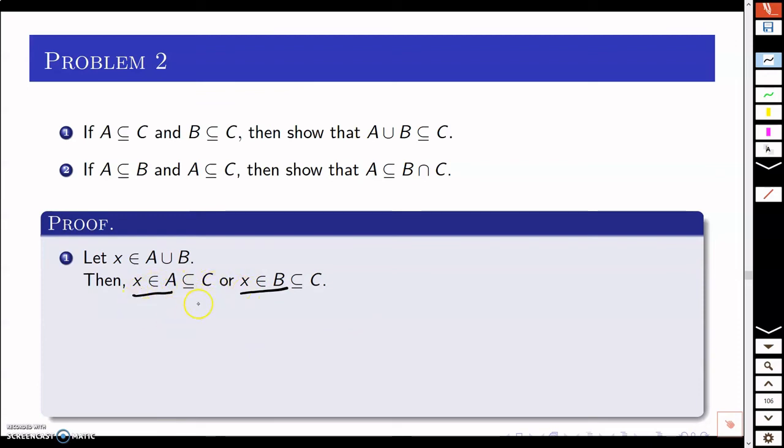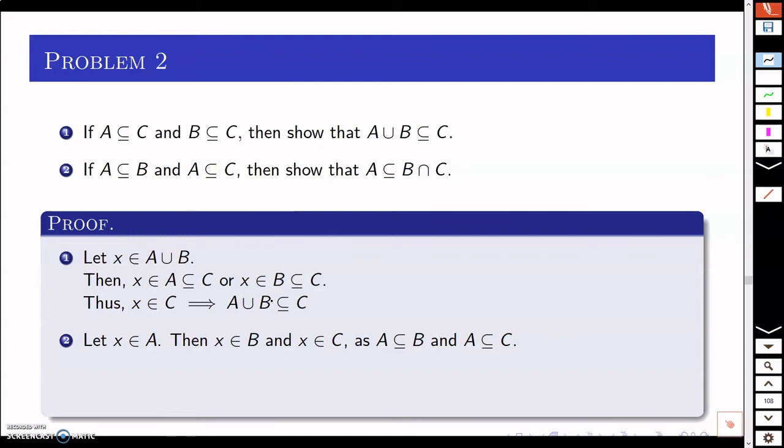If X is in A, then it is already in C because A is a subset of C, and if X is in B, it is already in C. So in either case X is in C. So this implies X belongs to C, and hence A union B will be a subset of C. And similarly you can do the other one also. I'll quickly rush through it. I'll start with the point X in A. A is a subset of B and A is a subset of C, that's given to us. That means X is in B and C as well, and that means X is in both of them, B and C.